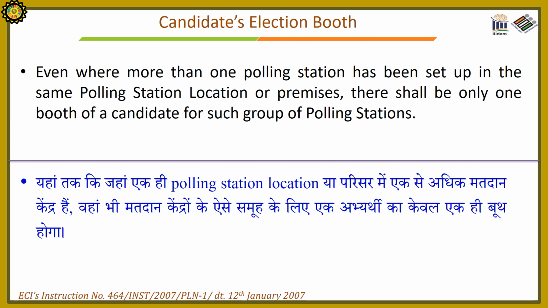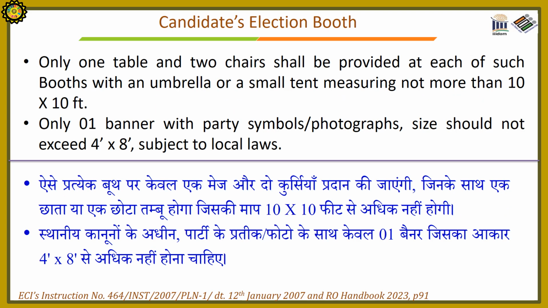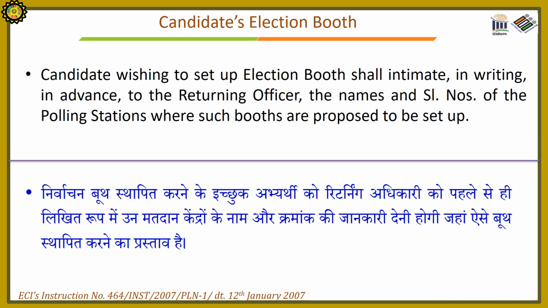Even where more than one polling station has been set up in the same polling station location or premises, there shall be only one booth of a candidate for such group of polling stations. Only one table and 2 chairs shall be provided at each such booth with an umbrella or a small tent measuring not more than 10 feet by 10 feet. Only one banner with party symbol or photograph, size should not exceed 4 feet by 8 feet, subject to local laws.